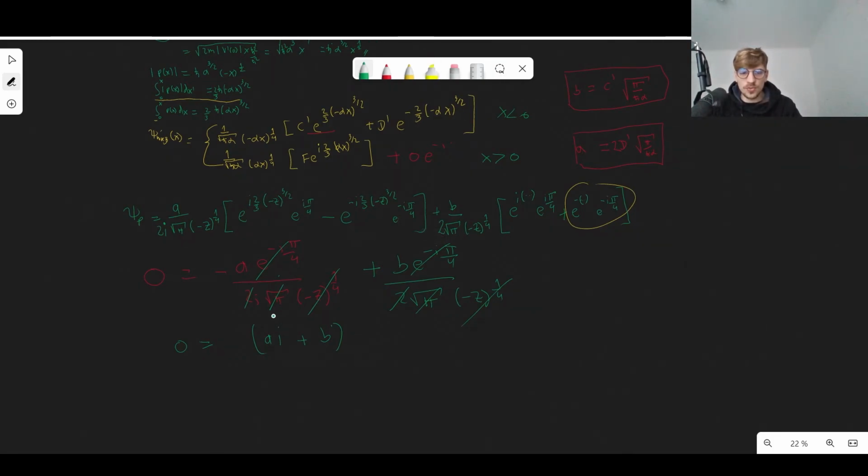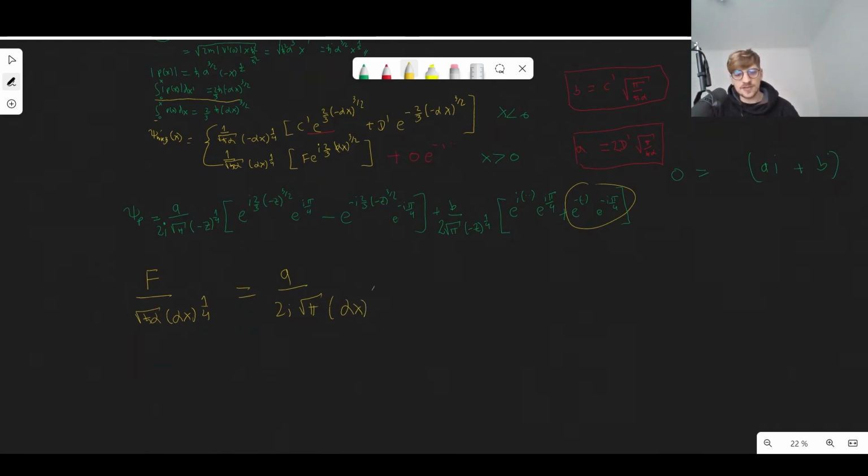So once again, let's just take this, move it to the side, and keep it there for later. And now we get rid of this expression, and we go for the other one. So now we go for the positive exponents. The positive exponent in our WKB function is f divided by the square root of h bar alpha times alpha x to the 1/4. And this has to be equal to a divided by 2i square root of pi. And here we have minus z, but z is minus alpha x, so we end up with alpha x to the 1/4. And then we have e to the i pi over 4, plus b divided by 2 square root of pi, again alpha x to the 1/4, e to the i pi over 4.